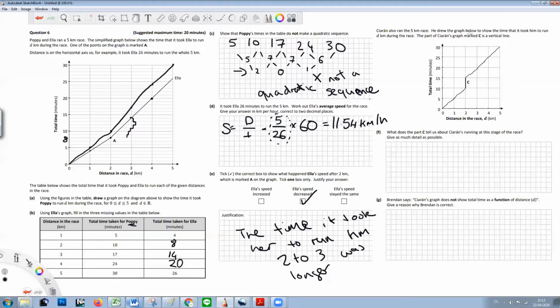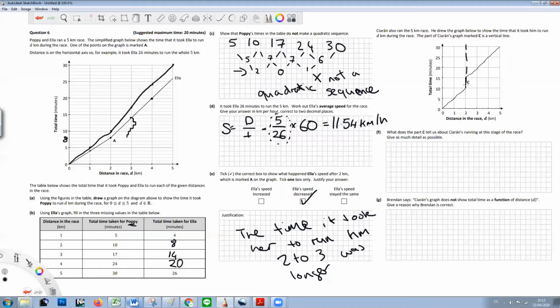Kieran also ran the 5 kilometer race. He drew the graph below to show the time that it took him to run d kilometers during the race. The part of Kieran's graph C is marked with a vertical line. So what does the part C tell us about Kieran's running at this stage? So if we look at this, we see that this is the distance he was running and this is the speed.